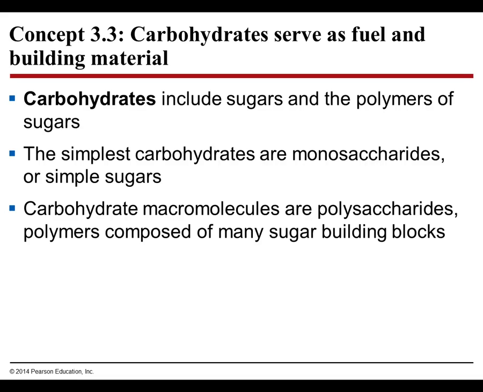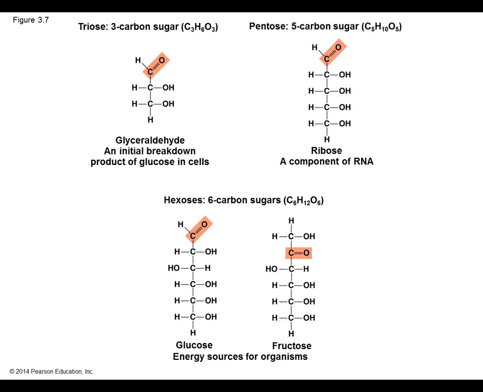This video covers concepts 3.3 and 3.4, carbohydrates and lipids. Carbohydrates include sugars and the polymers of sugars. The simplest carbohydrates are monosaccharides, or simple sugars. Carbohydrate macromolecules are polysaccharides, polymers composed of many sugar building blocks. Monosaccharides have molecular formulas that are usually multiples of CH2O.